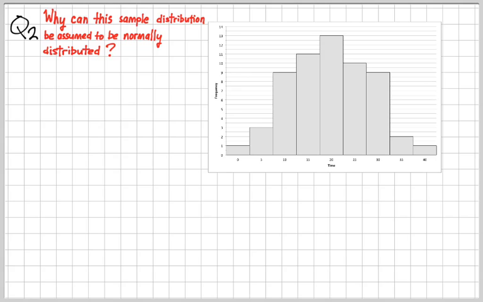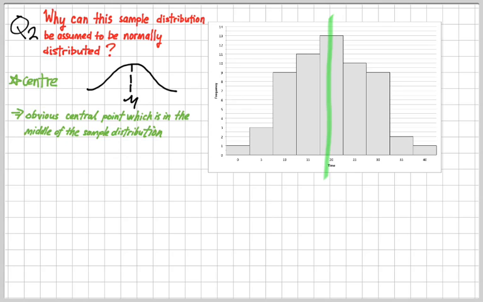Alright, so the very first thing we need to consider here is the center. So that's where I think the center is. And according to our sketch of a sort of standard normal distribution, we want the mean to be right in the middle there. And we want it to sit where most of the data points are. And it looks okay where I've drawn that green line. So what I need to write down is the obvious central point, which is in the middle of the sample distribution.